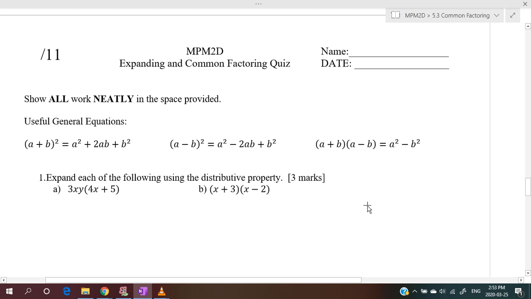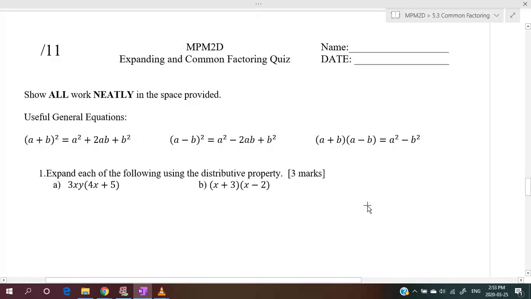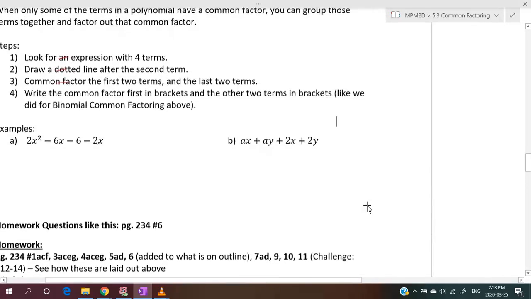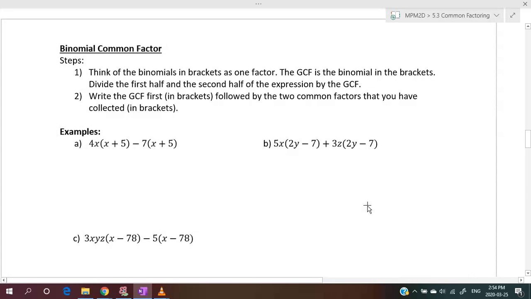Hello, math class. We're going to do a continuation of yesterday's lesson on common factoring and learn a couple new things. If you haven't yet done the quiz that's on the screen right now, it and its answer key are attached to today's lesson post on Edmodo. So go ahead and do that if you haven't yet done it. Once you've done that quiz and you've checked your answers, we'll go back to yesterday's note and continue.